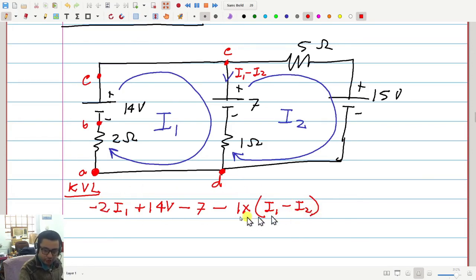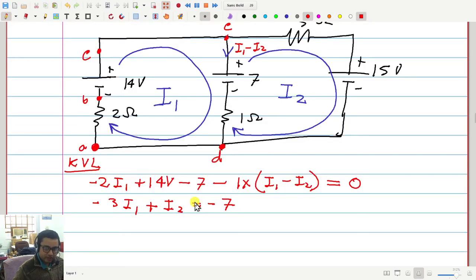So this is the total voltage in this loop, and according to Kirchhoff's voltage law, this should be equal to 0. So from this we get a relation, if you simplify, which is 3I1 plus I2 equal to minus 7. Any question here?